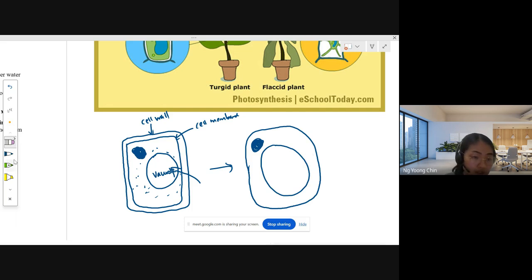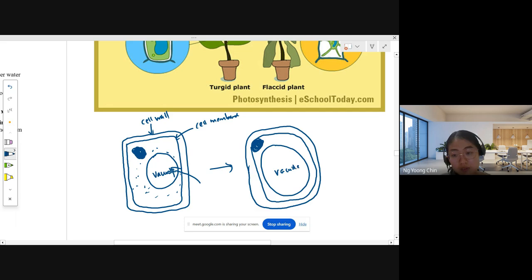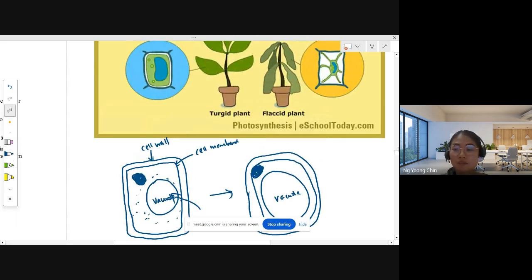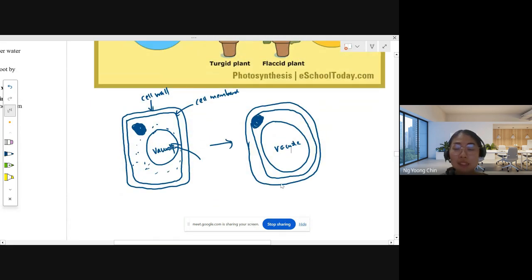So this is a vacuole. You can see the vacuole appear to increase in size. So this is how the plant cell is able to absorb water. The plant cell absorbs water, and it will store water inside the vacuole. Remember this. A plant cell will always store the water inside the vacuole.